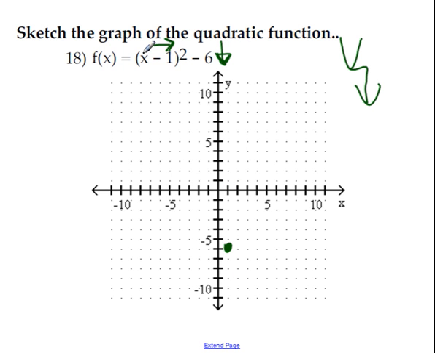And then this being positive out here in front doesn't mean negative. It means our U is going to go upwards. Put some good arrows on there and you're good to go.